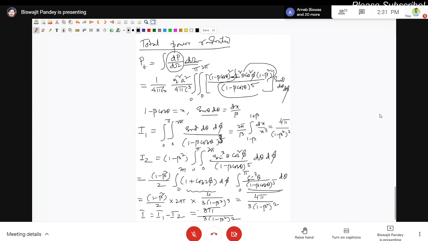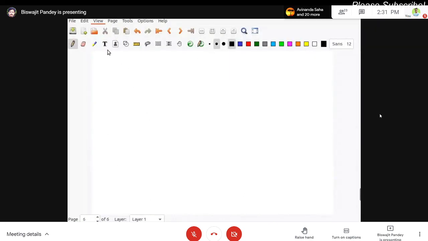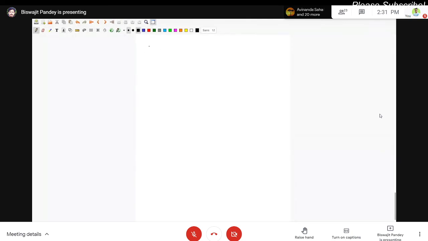And finally, if you substitute the difference between these two integrals and multiply with this one, what you get, if you do the integral which you have shown in the last page, P equal to 1 by 4 pi epsilon 0, q square a square by 4 pi c cube, and then this will be 8/3 pi, and then 1 over 1 minus beta square whole square. 1 by 1 minus beta square is gamma square, so basically that will be gamma to the power 4.